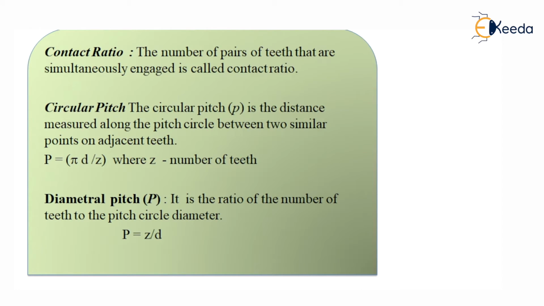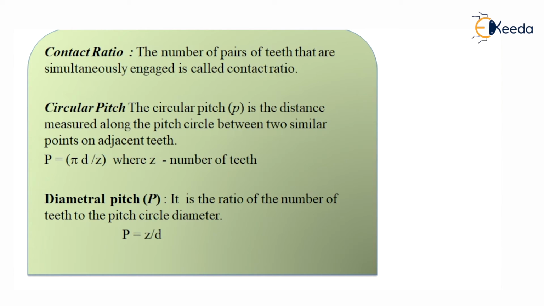Next is contact ratio. The number of pairs of teeth that are simultaneously engaged is called the contact ratio. Circular pitch. The circular pitch is the distance measured along the pitch circle between two similar points on adjacent teeth. It is denoted by P and is defined as the ratio of pi D upon Z, where Z is the number of teeth.